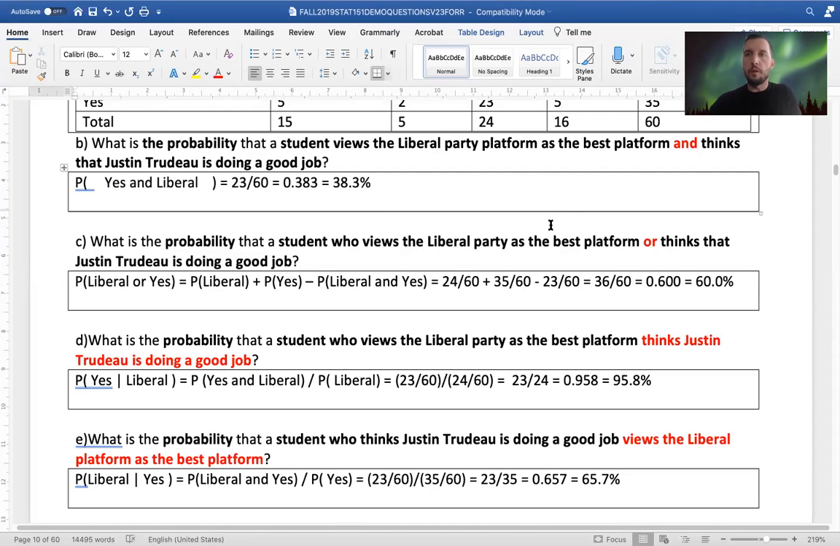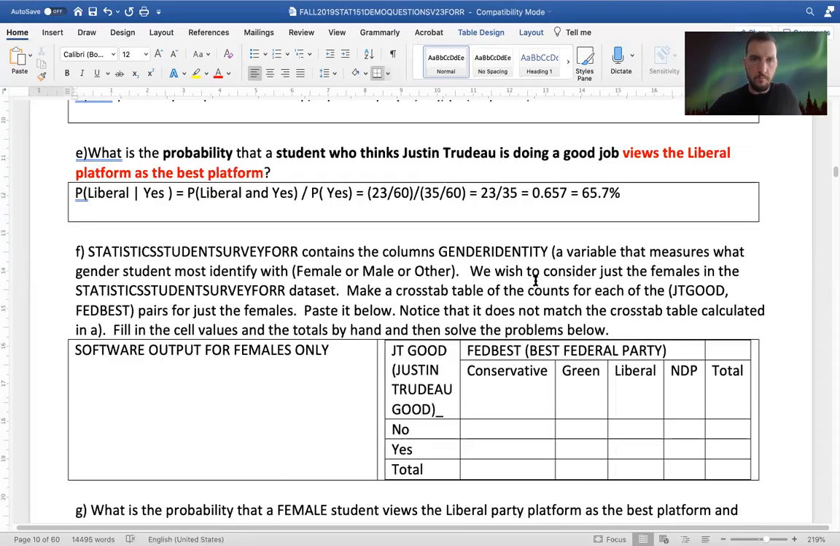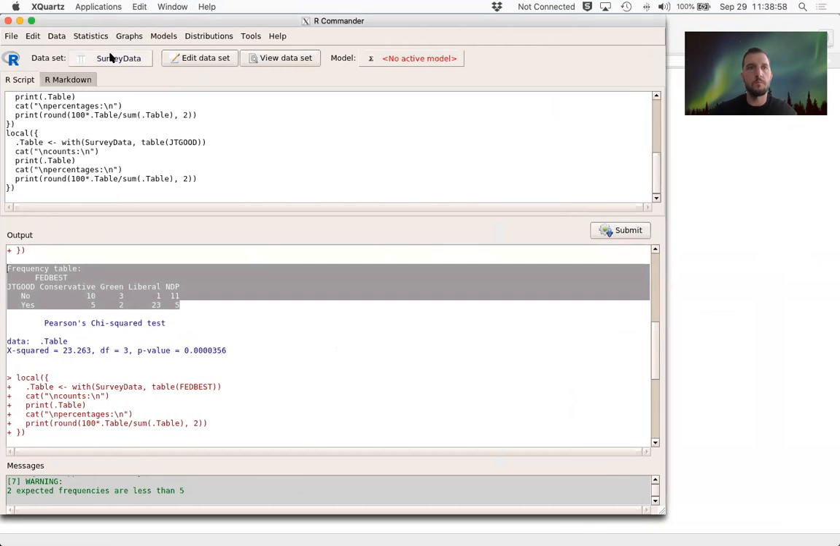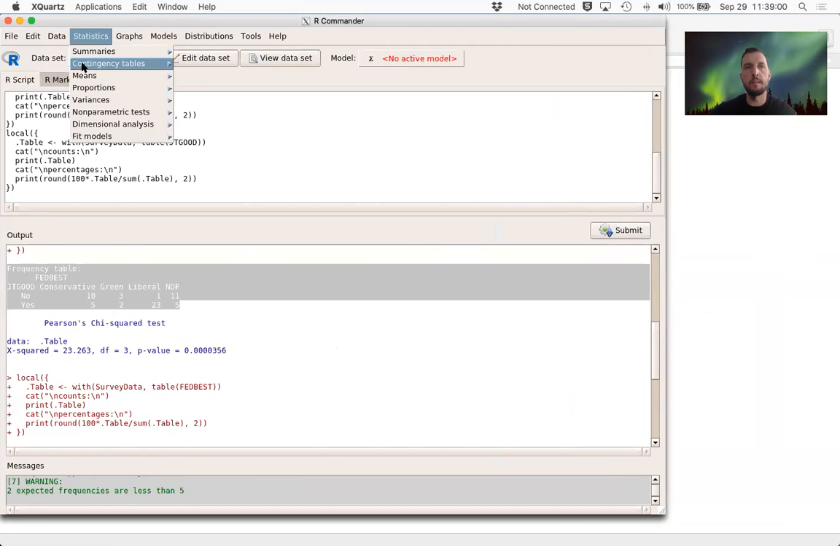Okay, so let's keep working through this illustration. In part F, it says, in the same data set, there's a column gender identity. Let's do the same subset that we had before. So we want to partition federal vote against JT good, but we only want to consider the females in the data set. So to do this, we go to R Commander, we click Statistics, Contingency Tables, Multi-Way Table.